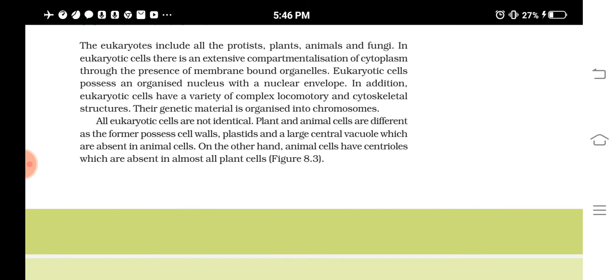Cell wall is present where? In plant cells. Okay, and animal cells do not have what? Cell walls. And then plastids. Plastids are found where? In plant cells. Chloroplast is one kind of plastid, isn't it? That helps in the process of photosynthesis. They carry pigments. And these plastids are entirely absent where?